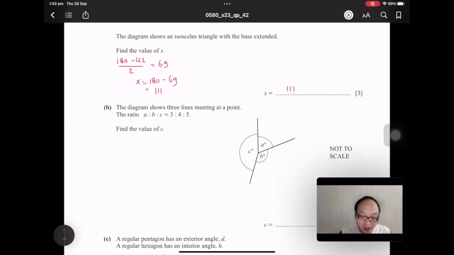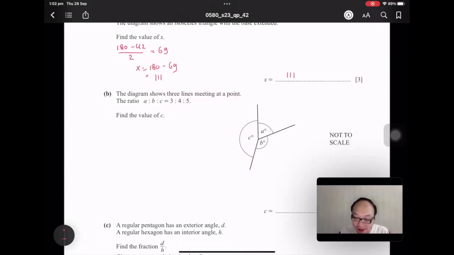The diagram shows 3 lines meeting at a point. The ratio A:B:C is 3:4:5. Find the value of C. So the total angle of the whole circle is 360. So C is 5 over the total times 360. So this is 5 divided by 12 times 360. So 150 degrees.